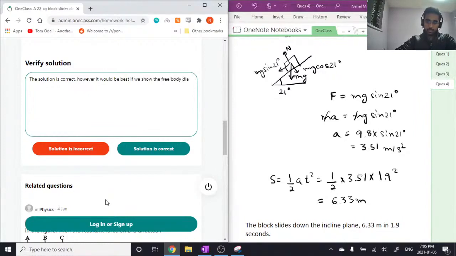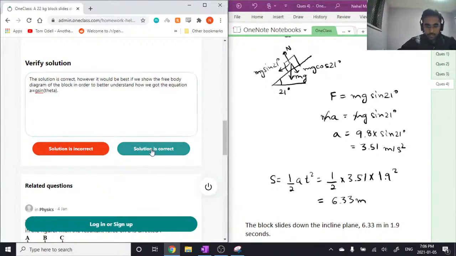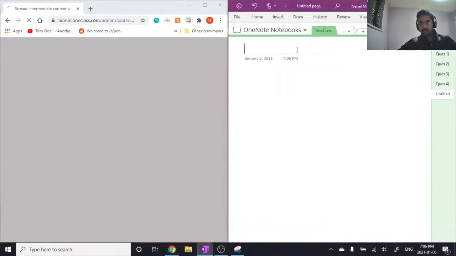Free-body diagram of the block in order to better understand how we got the equation a equals g sine theta. Okay, so I guess mark it as correct and give them some feedback on it. Alright, next step.